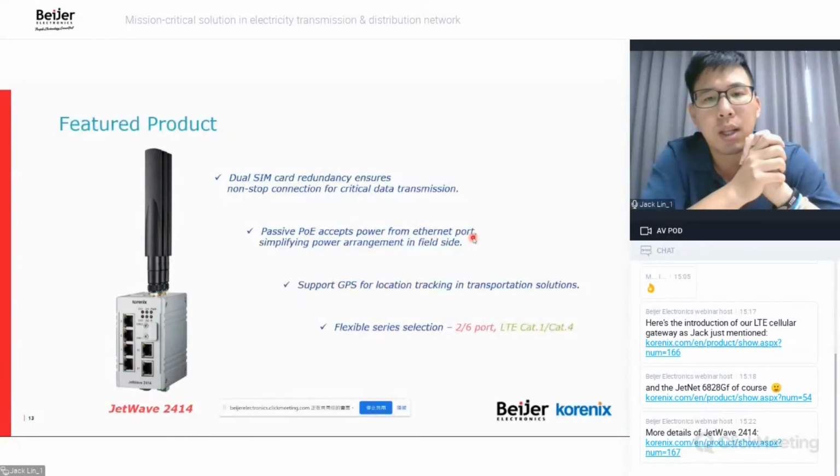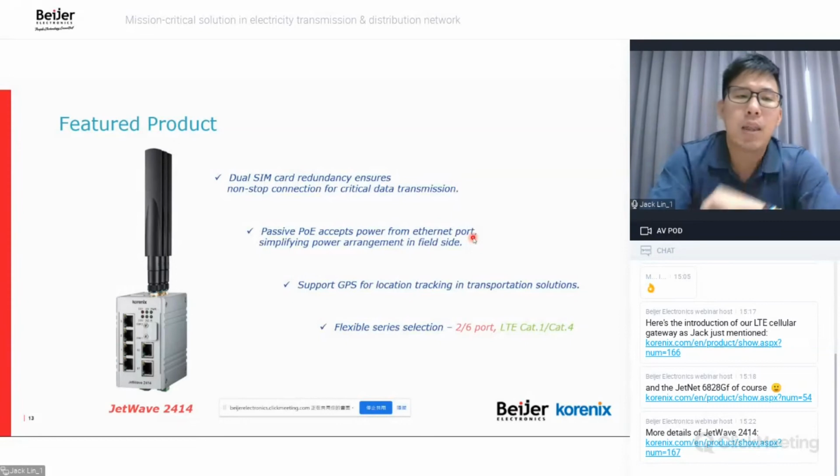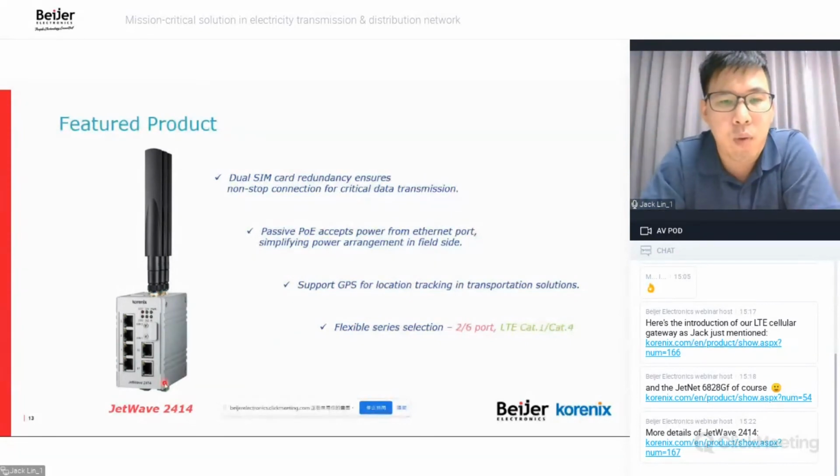The last feature is that this is a very flexible series selection. It comes with 2 or 6 ports, as well as different LTE transfer speeds, for category 1 or category 4. In this model, JetWave 2414, it's a 6-port device with the LTE Cat 4 speed. Okay, so a flexible option for your project that we can customize for your requirement.